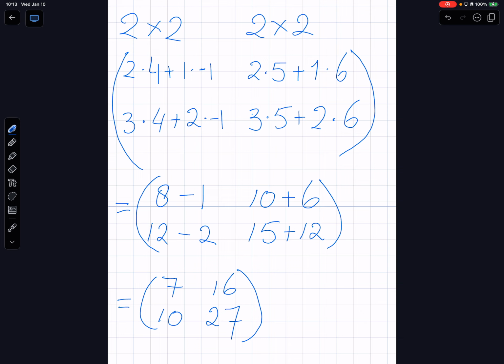In order for them to be multiplied, these two need to be the same: the column of the first and the rows of the second. Or else they cannot be multiplied. And what happens if they're not the same? You cannot multiply them. It just stays like that. There's no answer. Write not possible.